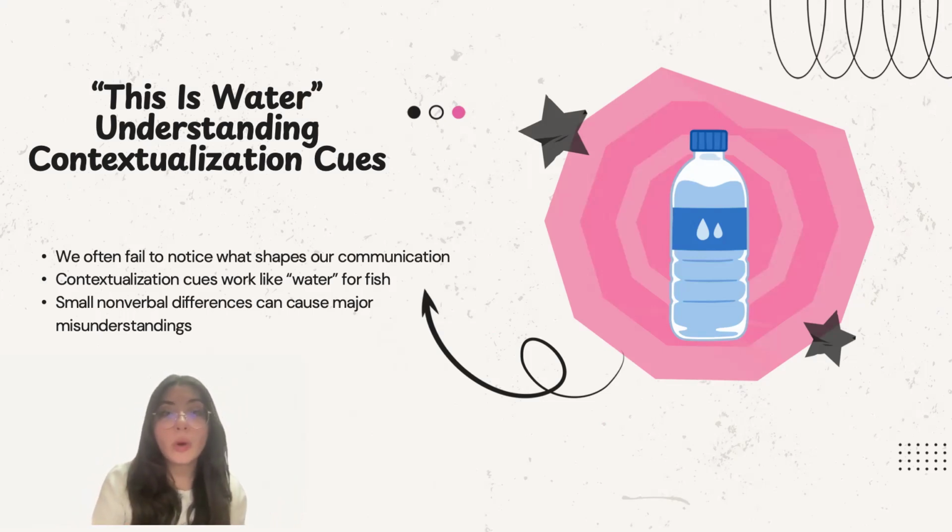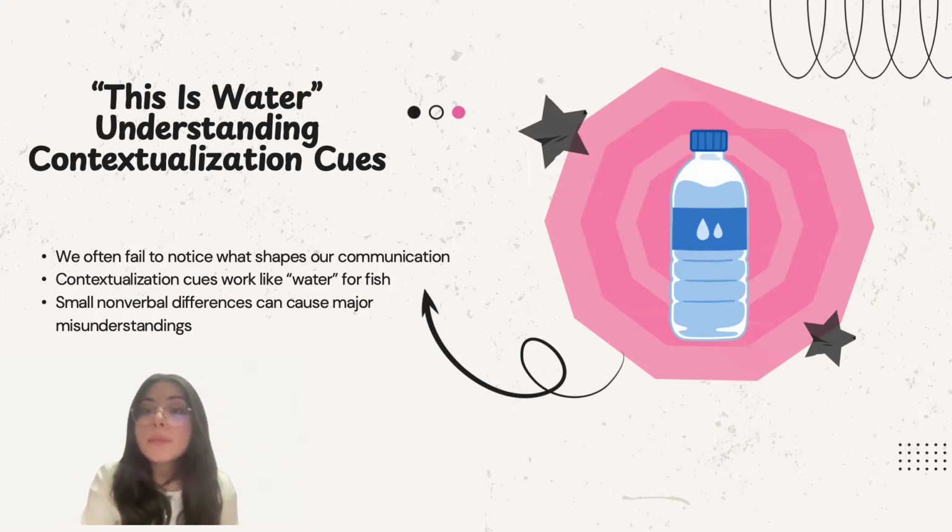Research by John Gumperz shows that even slight differences in intonation can change how meaning is interpreted, sometimes leading to misunderstandings, conflict, or unfair judgments about people. This highlights why awareness of contextualization cues is crucial, especially, as you know, in classrooms and cross-cultural communication.